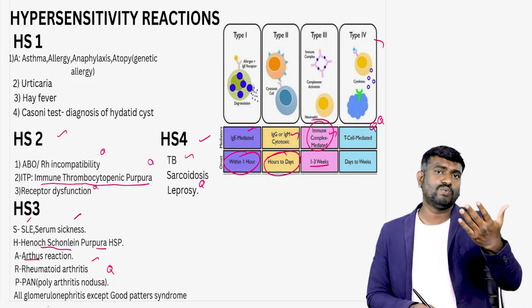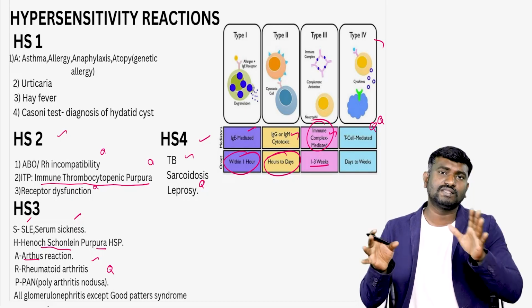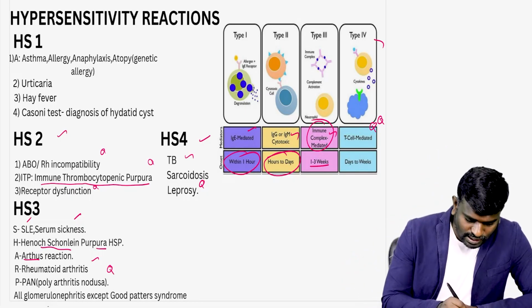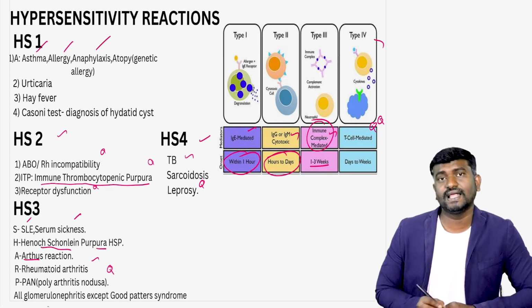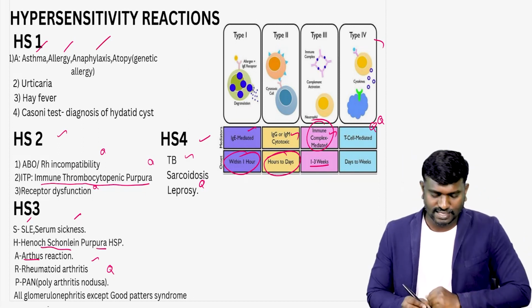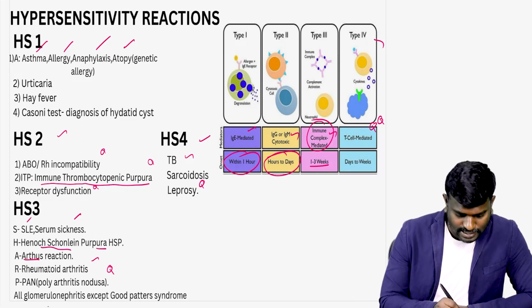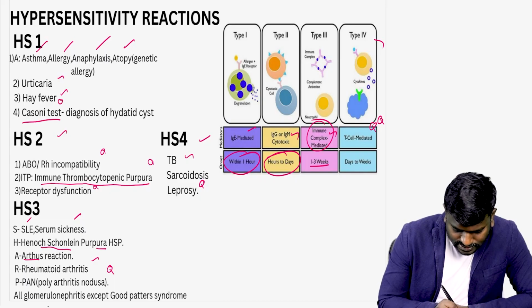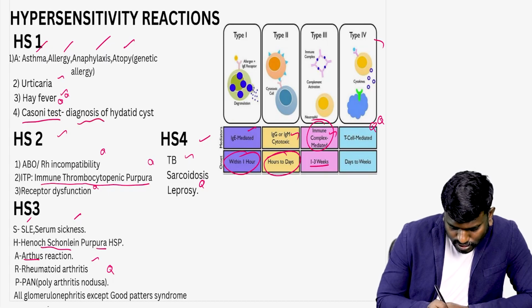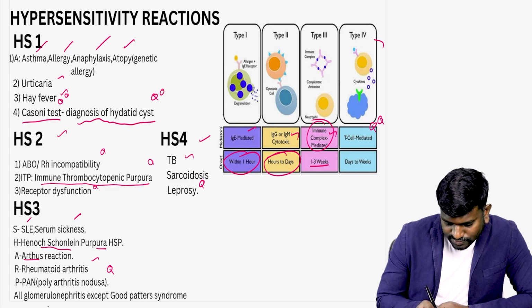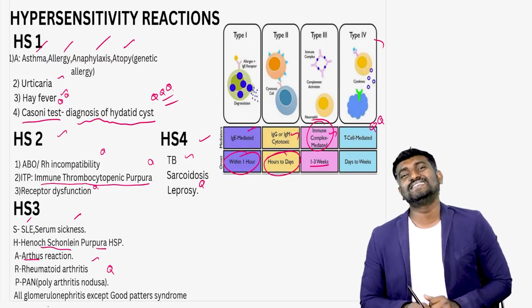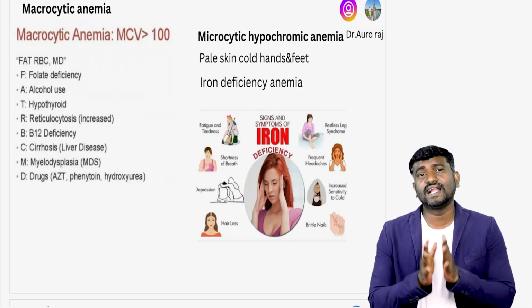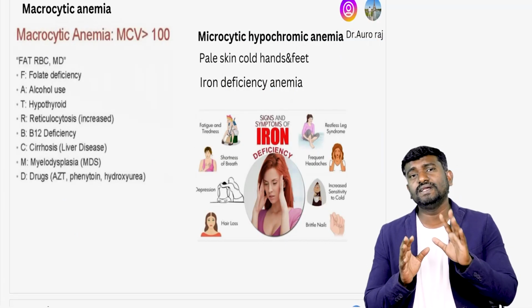Very good. Type 1 is going to be very easy. Mostly starts with the letter A. Remember, asthma, allergy, and anaphylaxis, and also add atopy. Urticaria is also type 1, and also hay fever. Remember, the Casoni test, which has been asked in the exam. It is used for the diagnosis of hydatid disease. It is going to have what? Type 1 hypersensitivity.